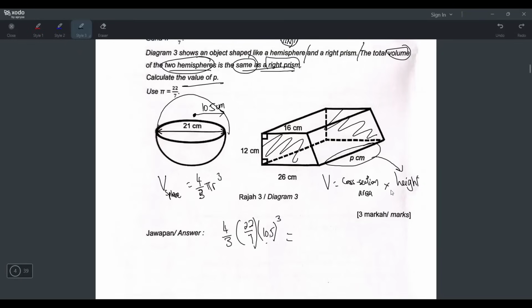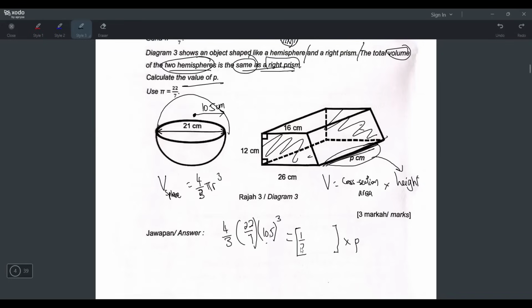So the volume of right prism, we already know the formula. Take the cross section area times height. Okay, the height we already know is P. Yeah, the height is actually the distance between the two cross sections. Okay, now for this part, I have to find the cross section area, which is the area of trapezium.